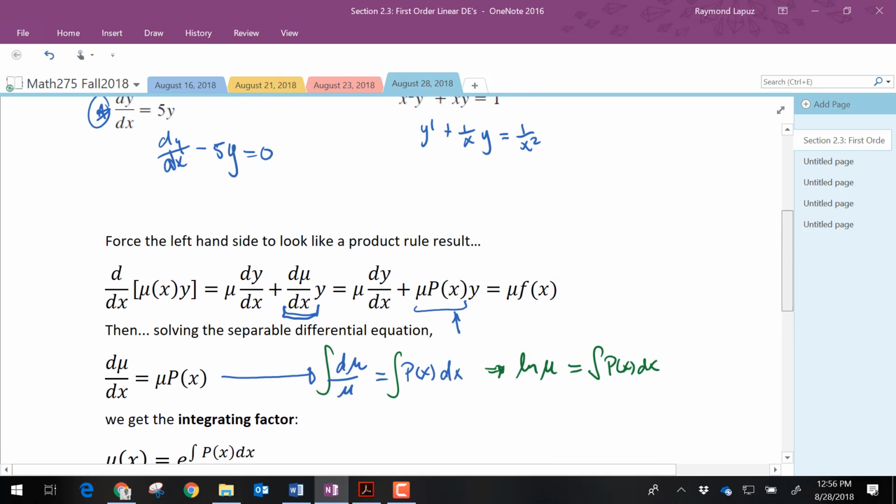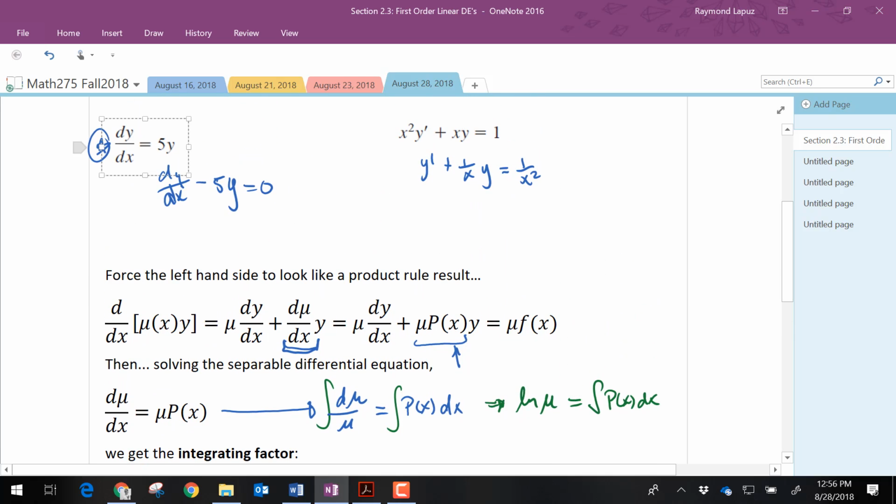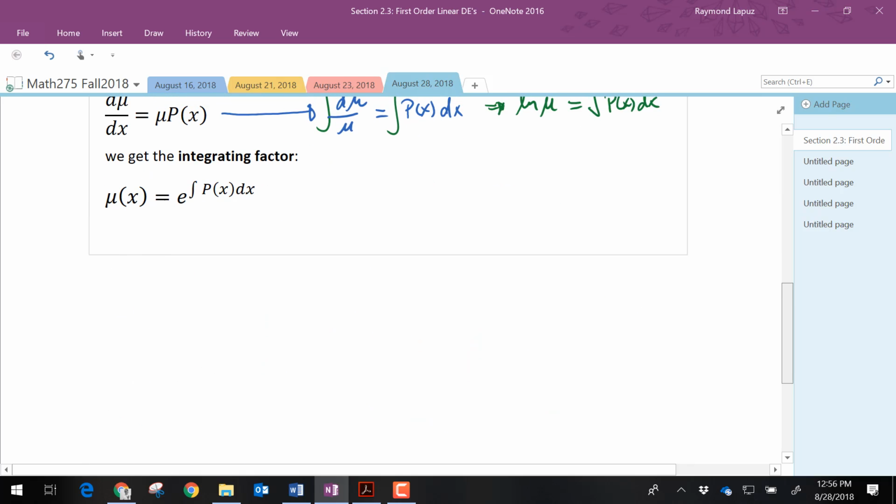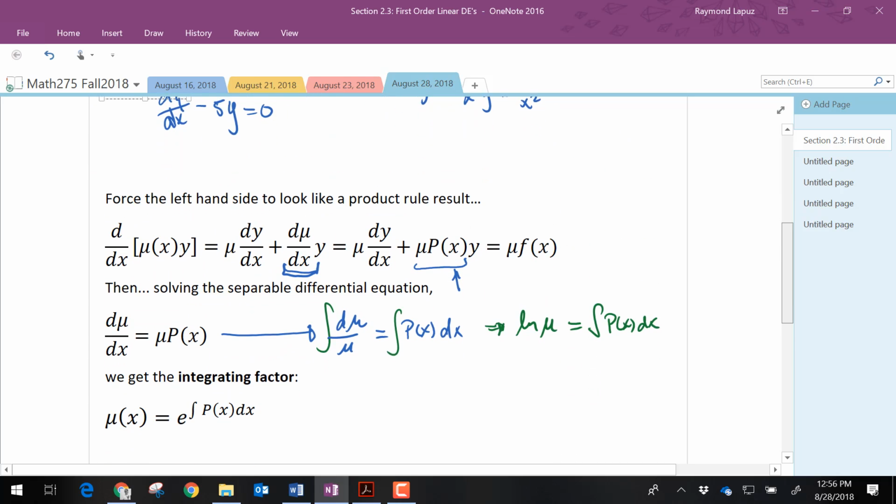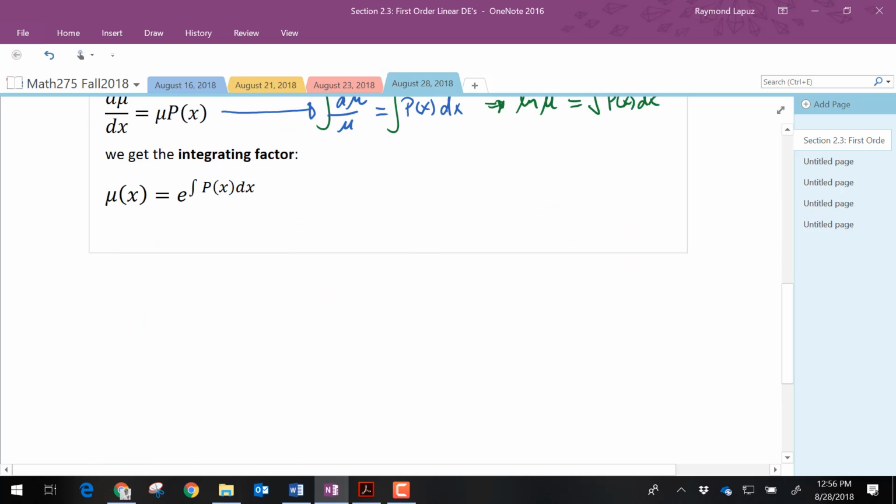Let's take a look at these examples that we were looking at earlier and see if we can solve for this. So the first step was the step that we took earlier where we would write it in standard form. And now let's figure out what the integrating factor is.